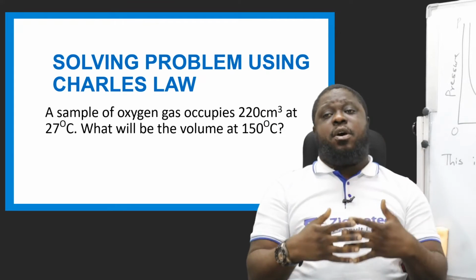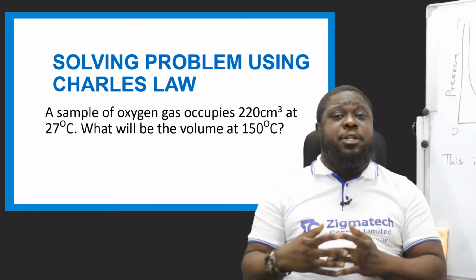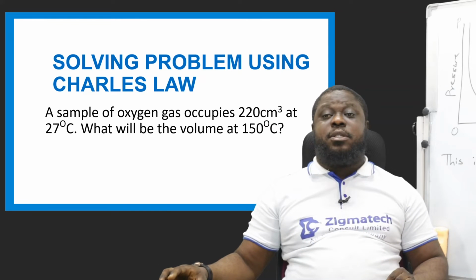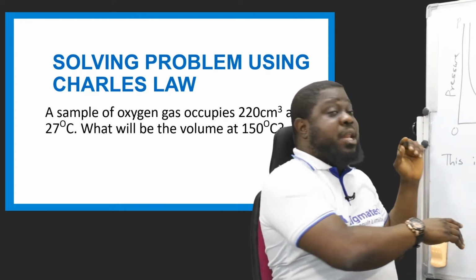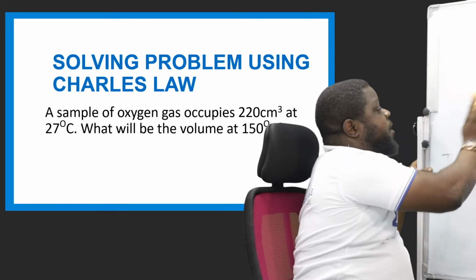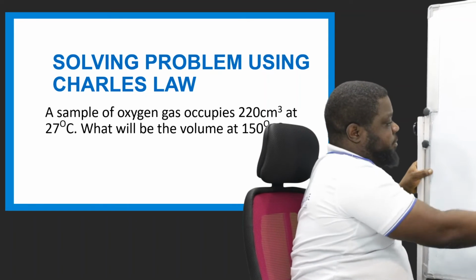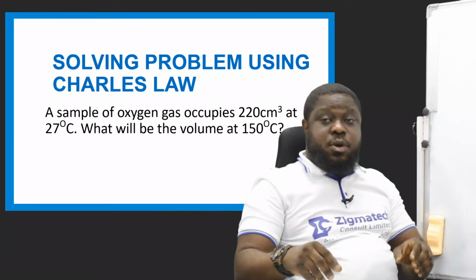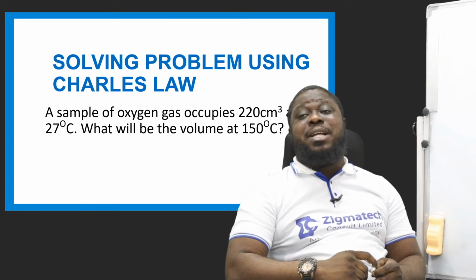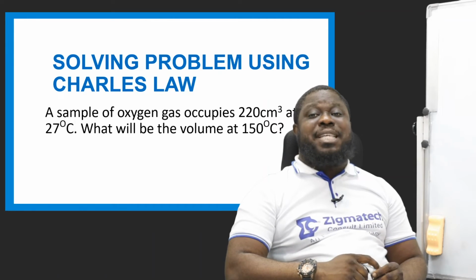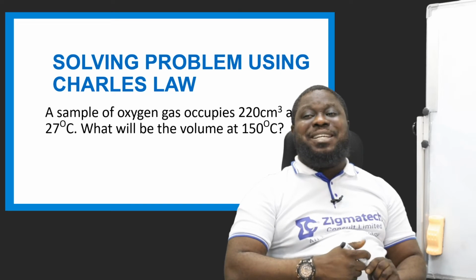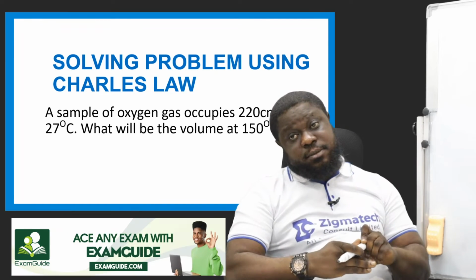If they give you a question that talks about volume and temperature alone, you know it's Charles' Law. If it talks about pressure and volume alone, you know it's Boyle's Law. Let's take a question on Charles' Law. A sample of oxygen gas occupies 220 centimeter cube at 27 degrees centigrade. What will be the volume at 150 degrees centigrade?